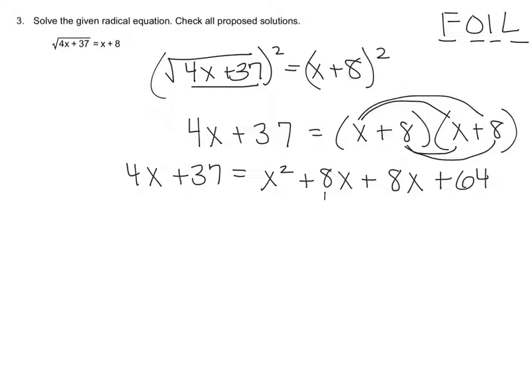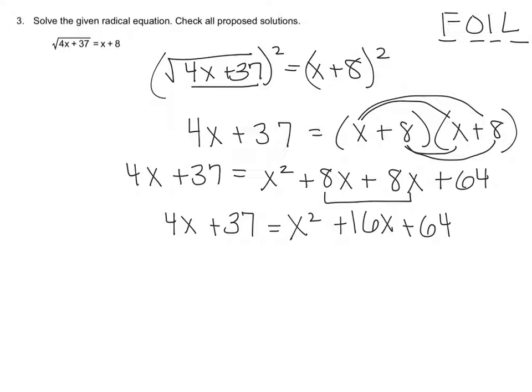Next, we can simplify this polynomial by combining like terms. 8x plus 8x is 16x. So my polynomial on the right side is x squared plus 16x plus 64. And this equals the 4x plus 37. Now I have a quadratic equation because my highest exponent in this equation is 2. In order to solve the quadratic equation, let's move all terms to one side and set the equation equal to 0.